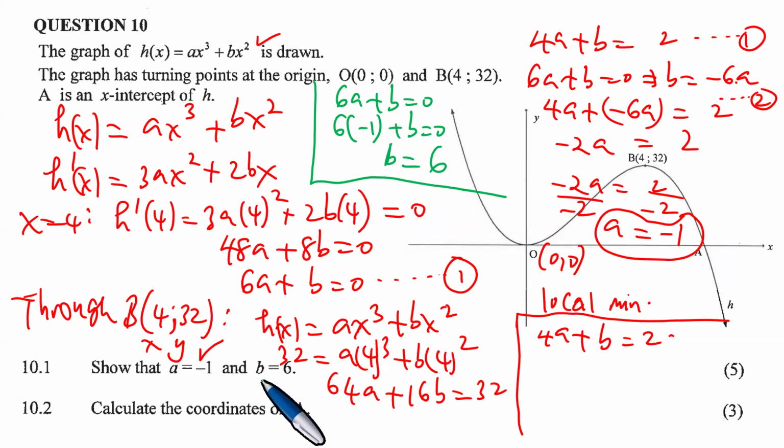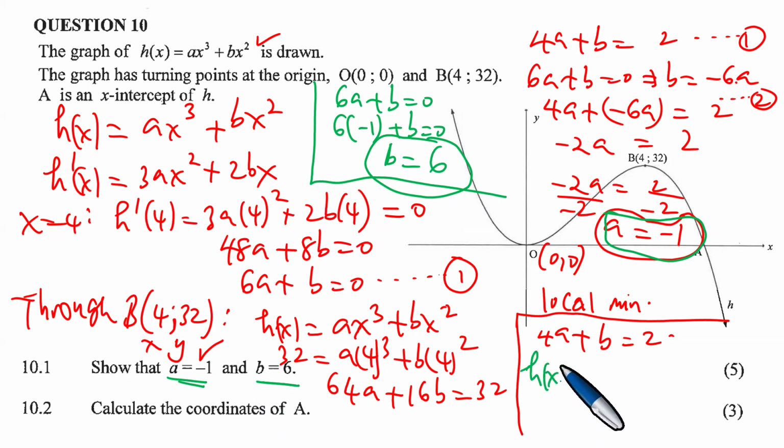Good. Here it is. b equals 6, and we've got a equals minus 1. That is the answer. This is what we do to find the equation. So how do we find the equation? They did not say just find it, they said show that a is minus 1, b equals 6.